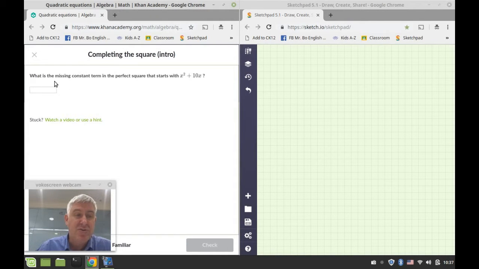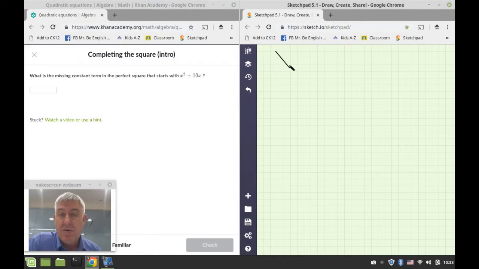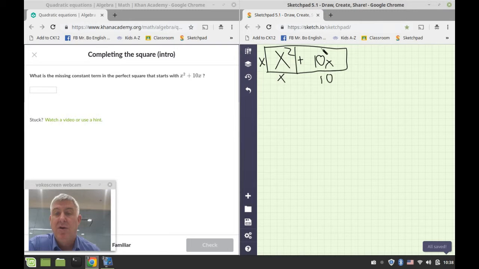Okay, so our first question is, what is the missing constant in the perfect square that starts with x squared plus 10x? So we have x squared plus 10x. Okay, so I'm going to use this area model to help us figure out what we're doing. We want to cut this in half, and we're going to move that half over there.